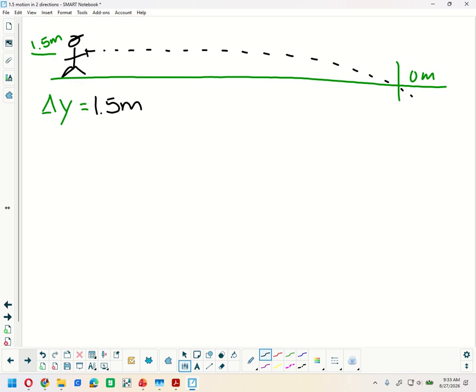Alrighty, so my first one I'm looking for is my time. So I'm going to use that formula that was given. So time is my Y component. So that was my delta Y is equal to 1/2 GT squared.